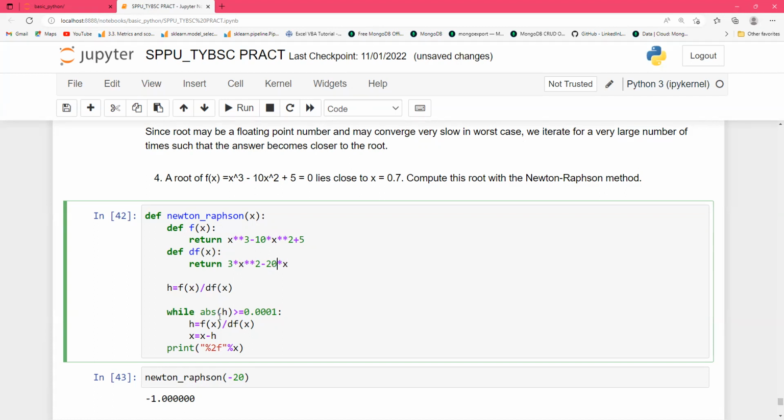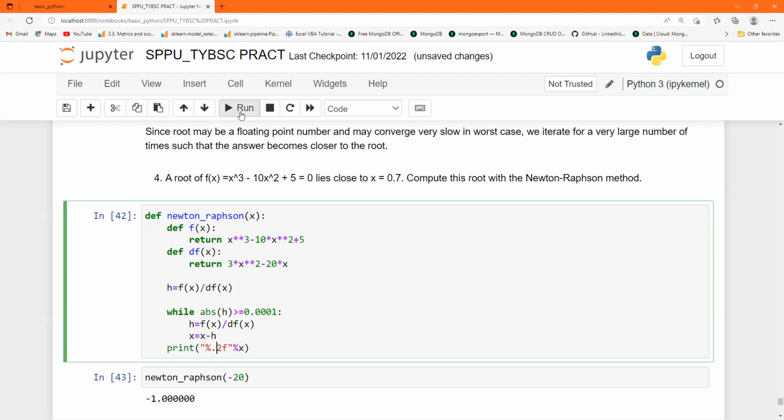Now I am using the while loop, while the absolute value of h is greater than this error, guys. So now in this question, we don't have the error given. So I'm taking this error 0.001. Yes. So if the absolute value of h is greater than this error, then h is equal to f of x upon derivative of f of x, and the value of x is equal to x minus h. Okay. Then we have to print this x only. I'm using here percent 0.2 f percent x. Okay. This is format, guys.